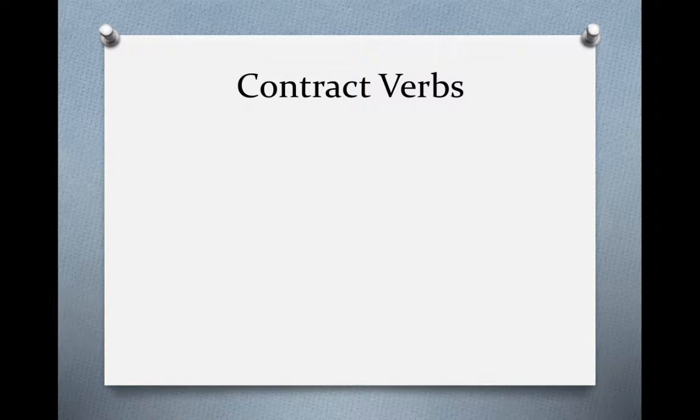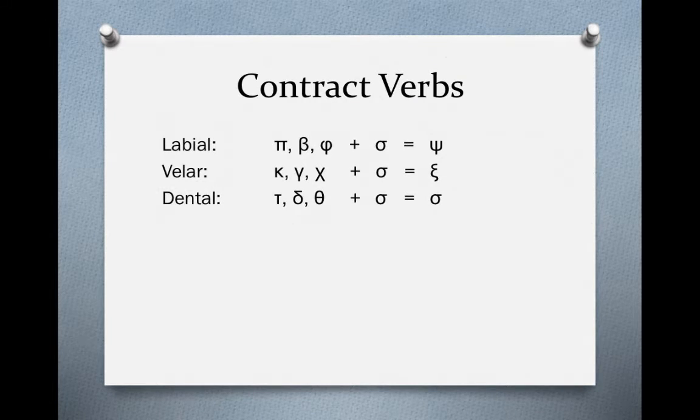In this lesson, we're studying contract verbs. And a good way to start would be to remember what we learned about the square of stops as it applies to nouns. We learned that some nouns are going to end with a labial letter. It could be pi, it could be a beta, it could be a phi. And when those letters meet a sigma, then they become a psi. They become the letter that they sound like.